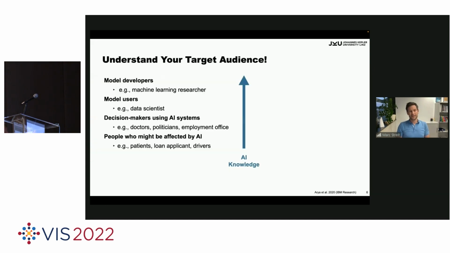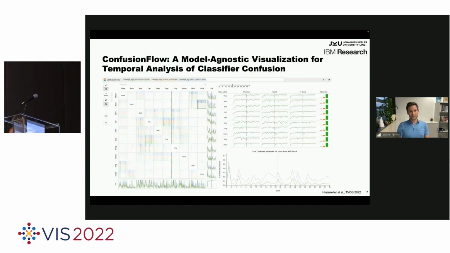And I think key is always understanding your target audience. And well, this discussion has been going on in our community for a long time. You can cater to those different audiences: model developers, model users, decision makers, and so on and so forth. And I want to just highlight a few of our recent projects. One is together with Hendrik Strobelt from IBM Research on a system called ConfusionFlow. And it was basically to understand the training process of classifiers and to compare them with each other over time.